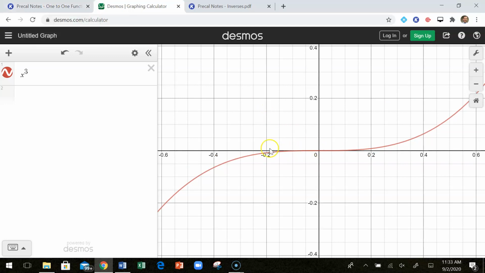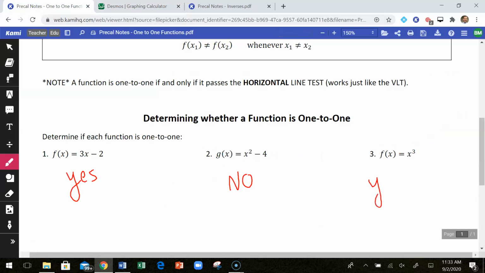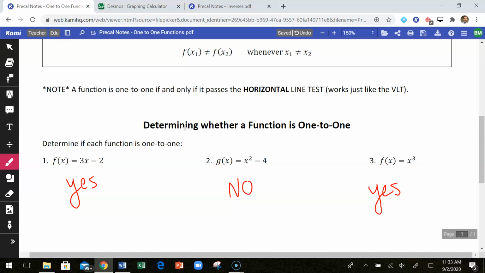So if you really zoom in on that, you can see that it's always going up, and therefore it would pass the horizontal line test. If I drew a horizontal line through at 0, it's actually only going to hit right here at 0, 0. It's not going to hit anywhere else. It's always increasing through there, and therefore this is also a one-to-one function. Okay, so again, the easiest way to tell if something's one-to-one is to graph it, or just know what the graph looks like and use that horizontal line test.